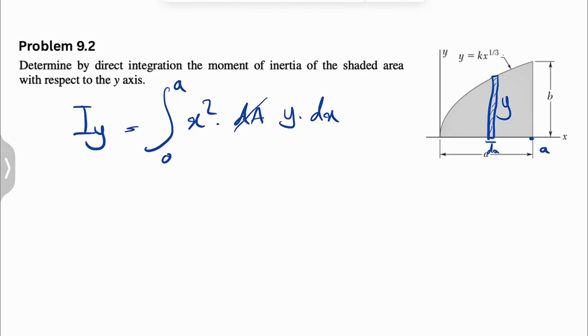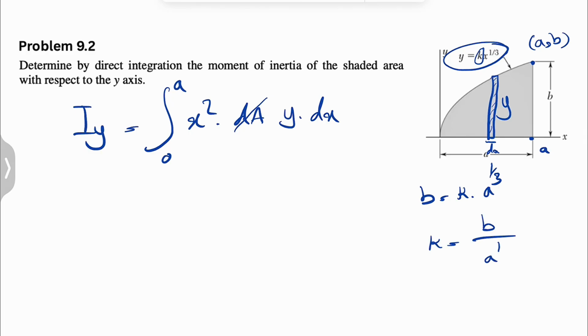And we have the relationship between y and x from the curve, y equals k times x to the power of 1/3, with a constant k that we can find based on the coordinates that we have. At this point, our y would be b and our x is a. If we plug that in here, we can find the constant k. So y, which is b, is equal to k times x, which is a to the power of 1/3. So k can be calculated as b over a to the power of 1/3.